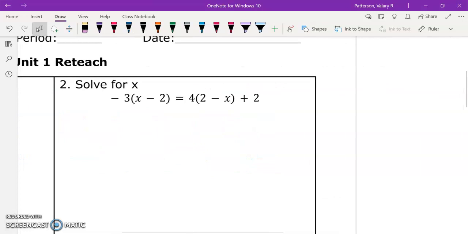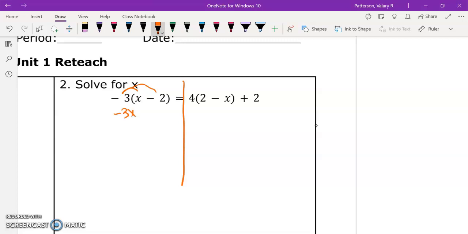Let's look at the second one. Again, we are solving for x. This time, we have some parentheses to deal with. So the first thing we need to do is deal with the parentheses by using distribution to get rid of them. And remember, with distribution, we multiply. So negative 3 times x, just put it together, negative 3x. A negative 3 times a negative 2.